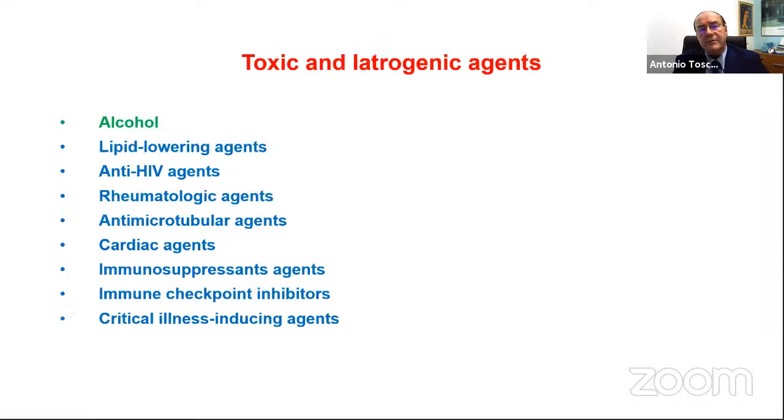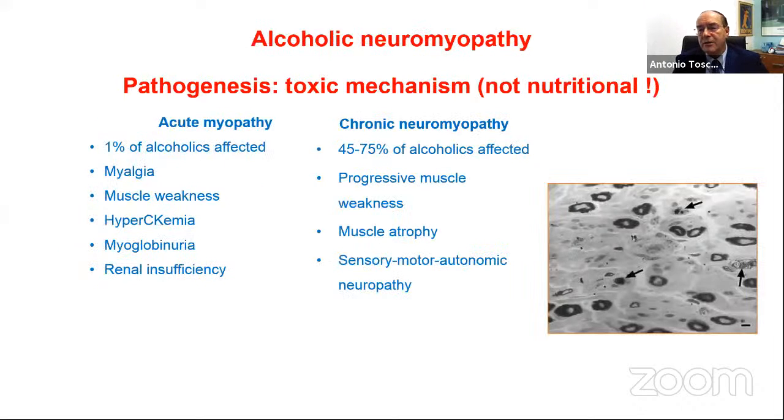So just to start with toxic iatrogenic agents, one cause which is today a little neglected is the alcoholic patients. So we can have an acute myopathy, which is very, very rare, but it is still there, and it's characterized by myalgia, muscle weakness, hyperCKemia, and renal insufficiency can occur, but more often present is the neuromyopathy in alcoholic subjects. So about 50–70% of them have a neuromyopathy. And this is characterized by a progressive muscle weakness, atrophy, and a sensory motor, even autonomic neuropathy.